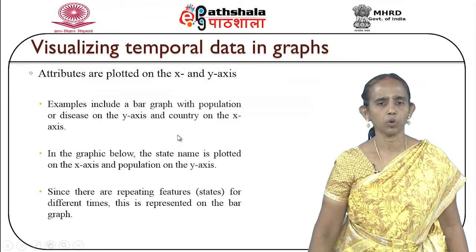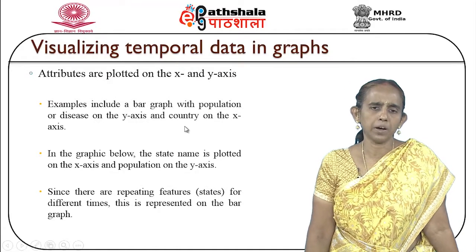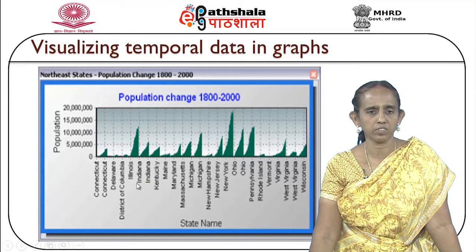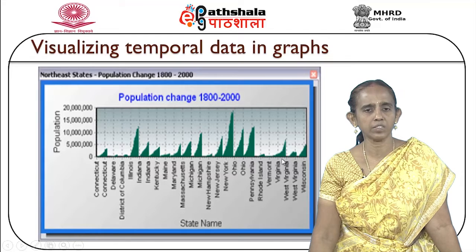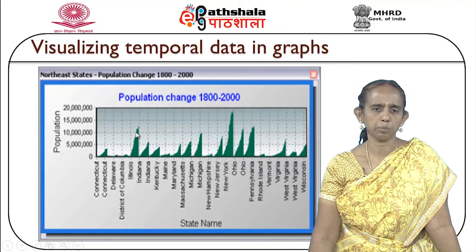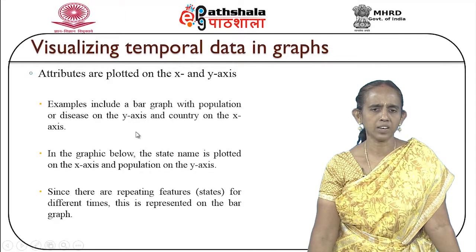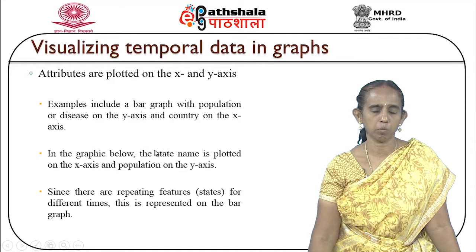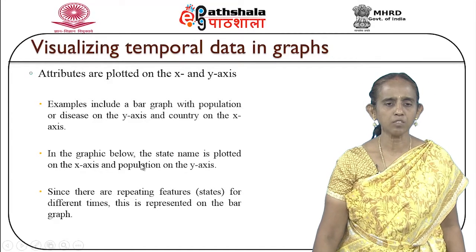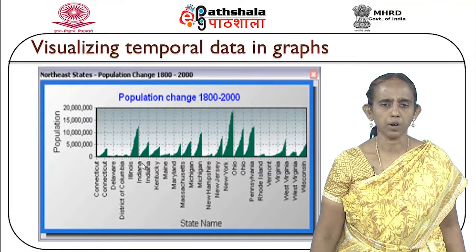The attributes are also plotted on the x and y axis. This includes a bar graph with population or disease on the y axis and country on the x axis. Here the country is represented on the x axis and the population is represented in the form of a bar graph. So in the graphic below, the state name is plotted on the x axis and the population is represented on the y axis. Since there are repeating features for different times, this is represented in the form of a bar graph.